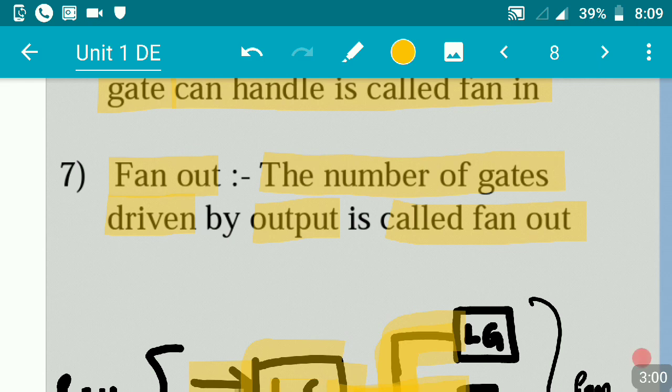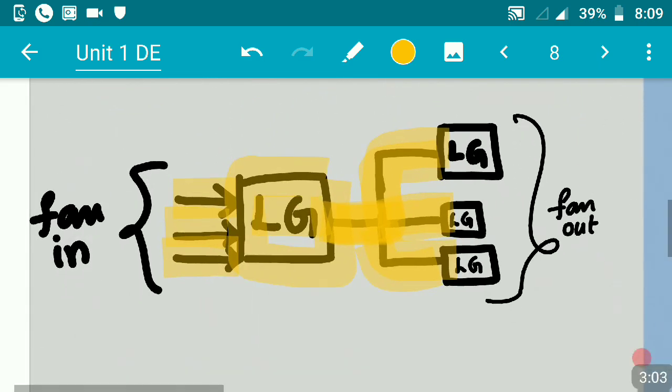This is what you can clearly understand by using this diagram. The number of inputs that can be handled by a logic gate is what we call fan in, and the number of logic gates driven by the output of the first logic gate is what we call fan out. I hope you understood the concept. If you have any doubts, you can definitely ask me, and you know where to ask your doubts.